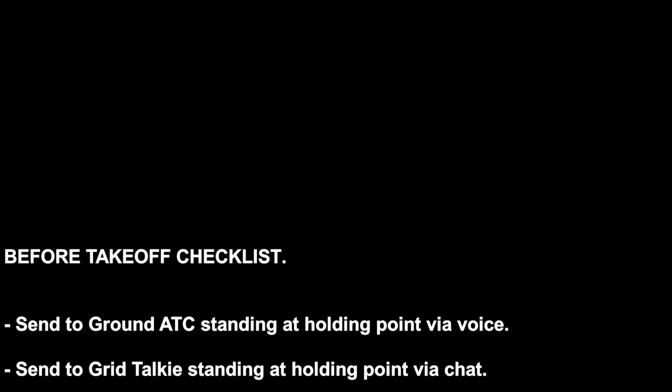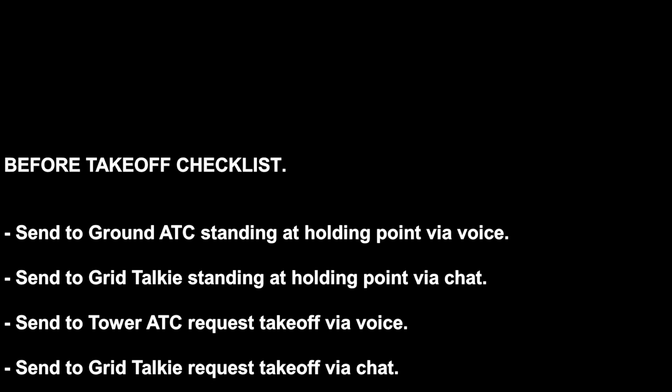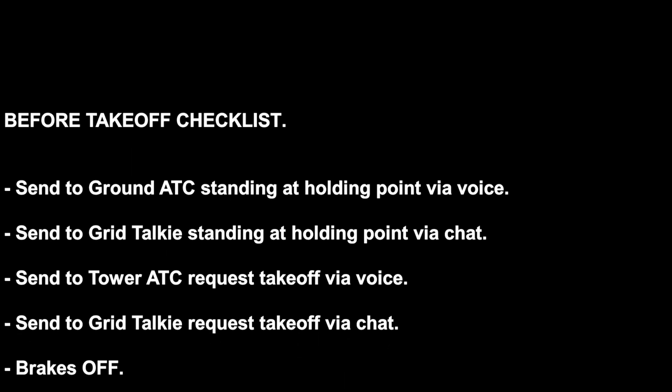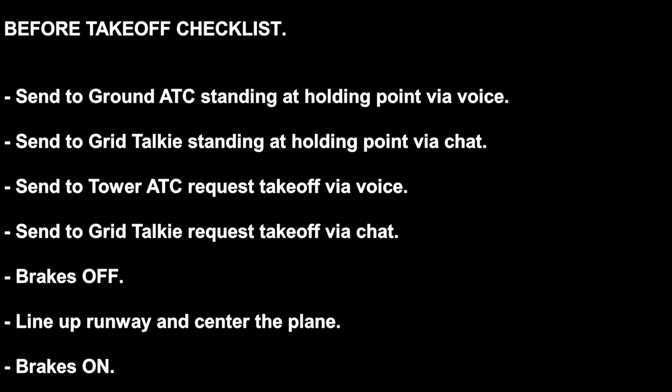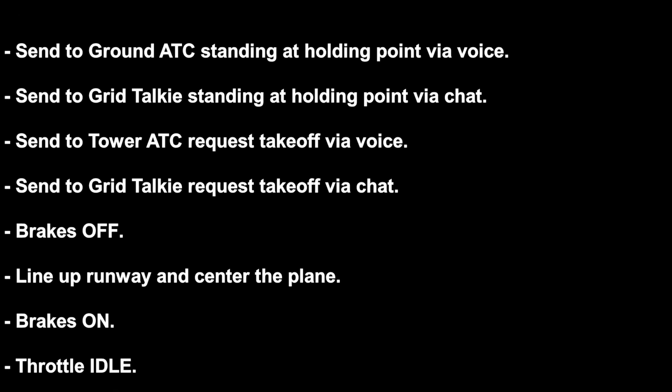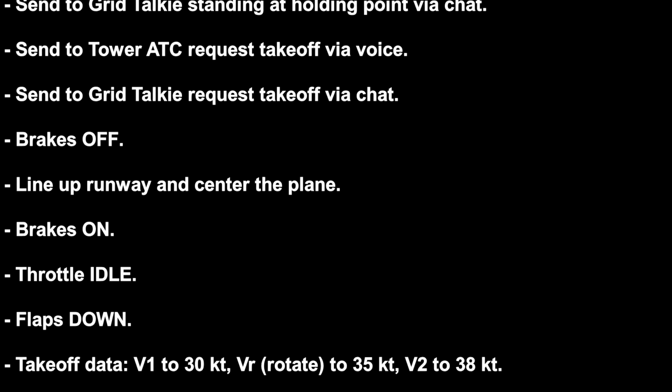Before takeoff checklist. Send to ground ATC standing at holding point via voice. Send to grid talkie standing at holding point via chat. Send to tower ATC request takeoff via voice. Send to grid talkie request takeoff via chat. Brakes off. Line up runway and center the plane.